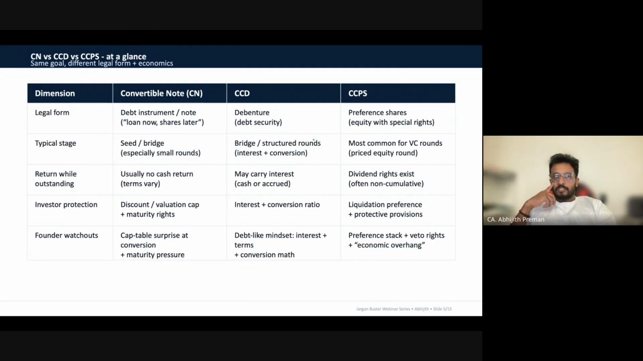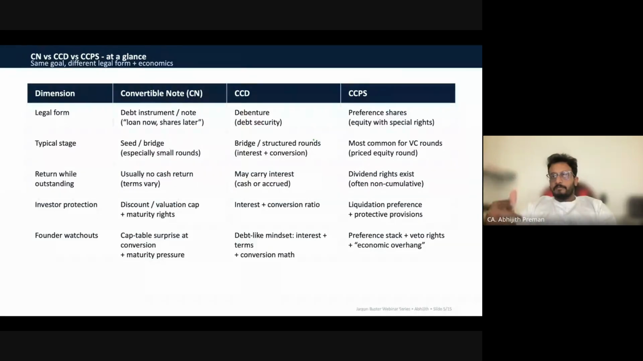Then return while outstanding. Usually no cash return. In convertible note, typically there is no cash return. But either way, you can specify return also. That can also be done. In CCD, it may carry interest. There will be an interest component included typically, but in most of the investment deals, they keep it like 0.001%. It's almost equal to 0.